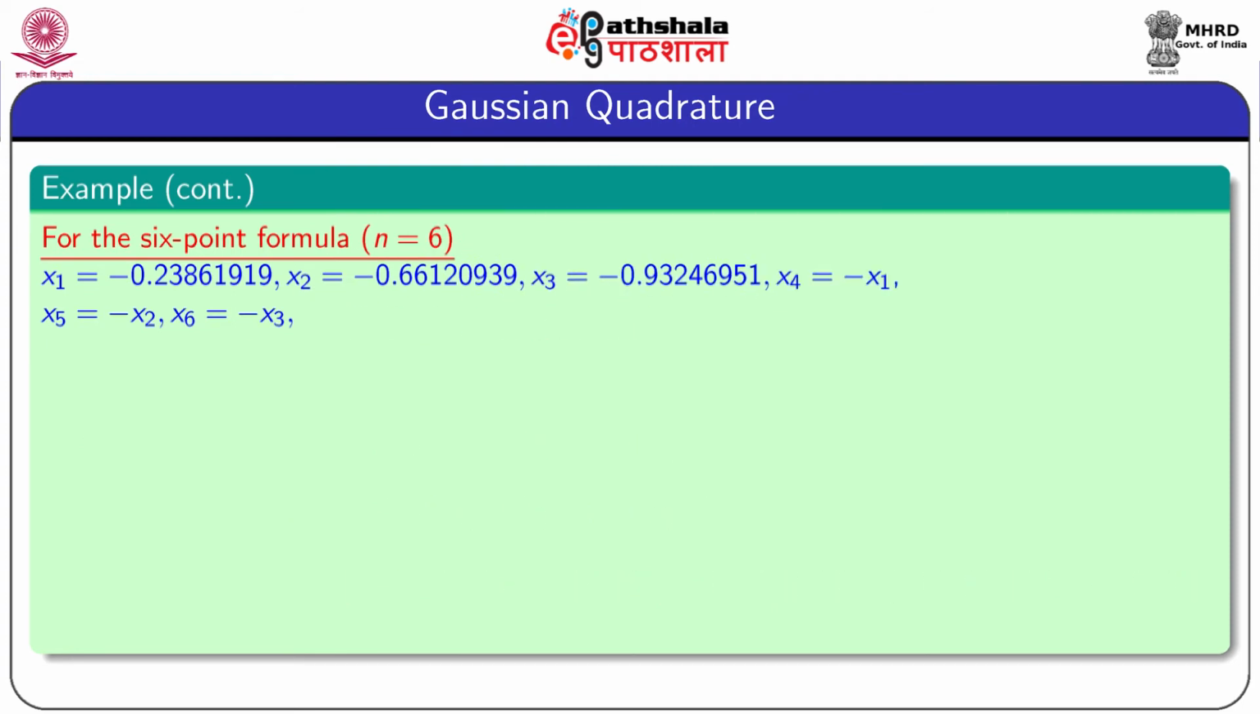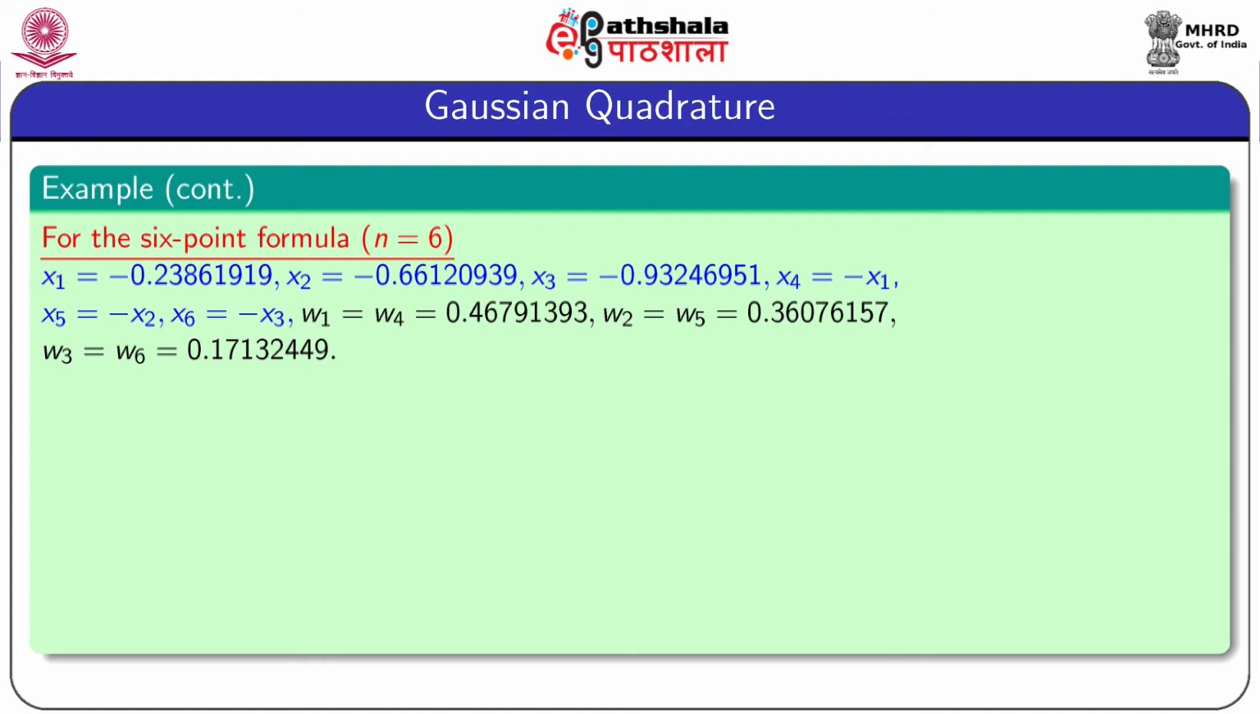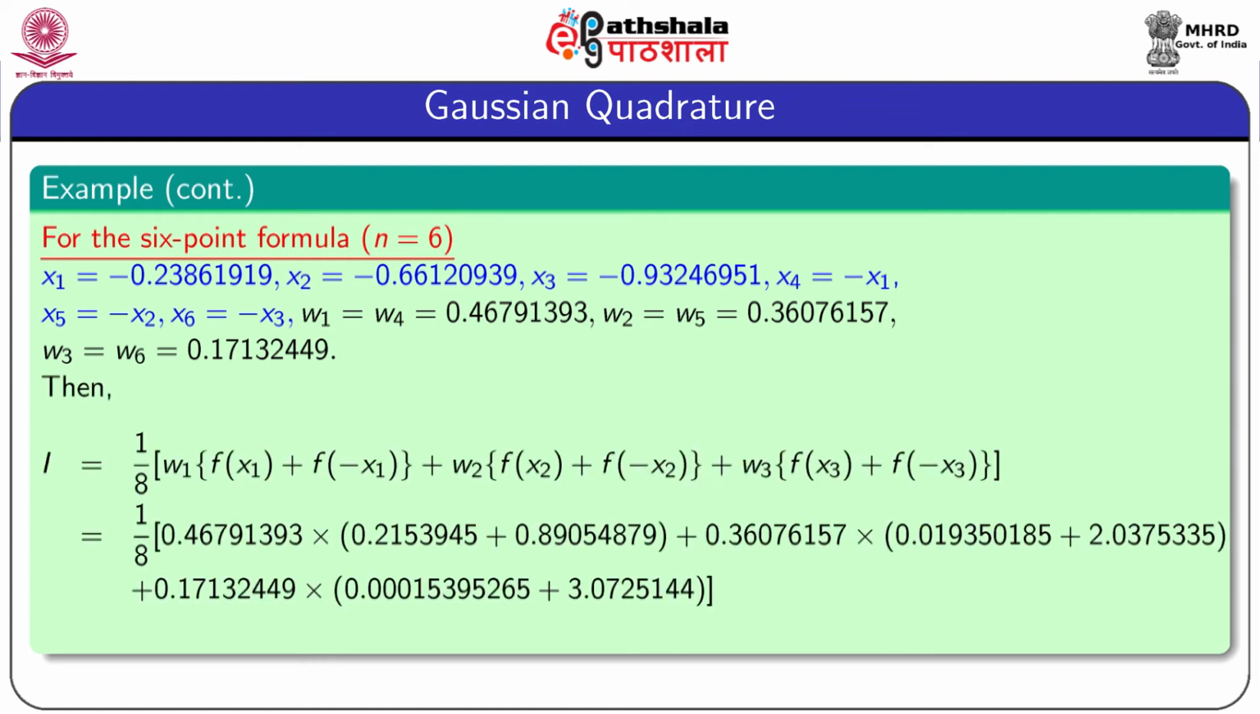Now, when n equal to 6, that means the 6-point formula gives x1, x2, x3, x4, x5 and x6, and these are the values of w's, that means the values of the weights. Then I equals 1 by 8 times w1 into f of x1 plus f of minus x1, plus w2 into f of x2 plus f of minus x2, plus w3 into f of x3 plus f of minus x3. Using the values of w1 to w3 and x1 to x3, we obtain this expression. After simplification, the value of I is 0.22324427. So, this value is obtained by the 6-point Gauss-Legendre quadrature formula.